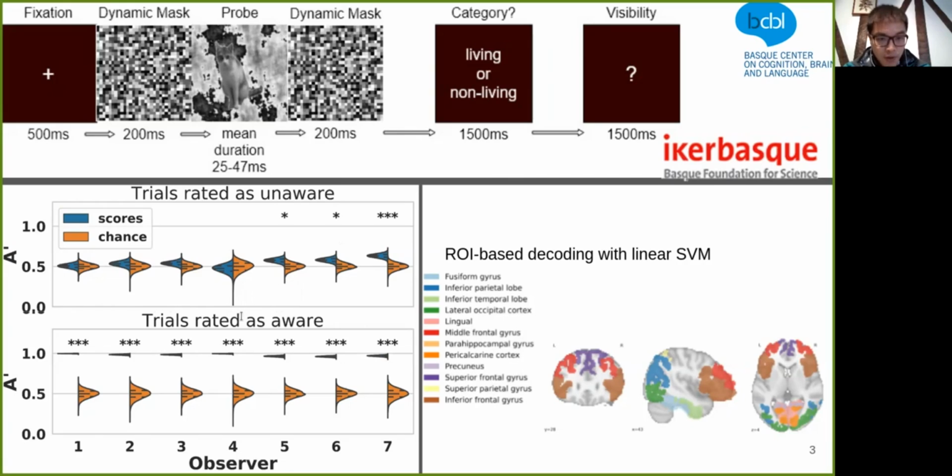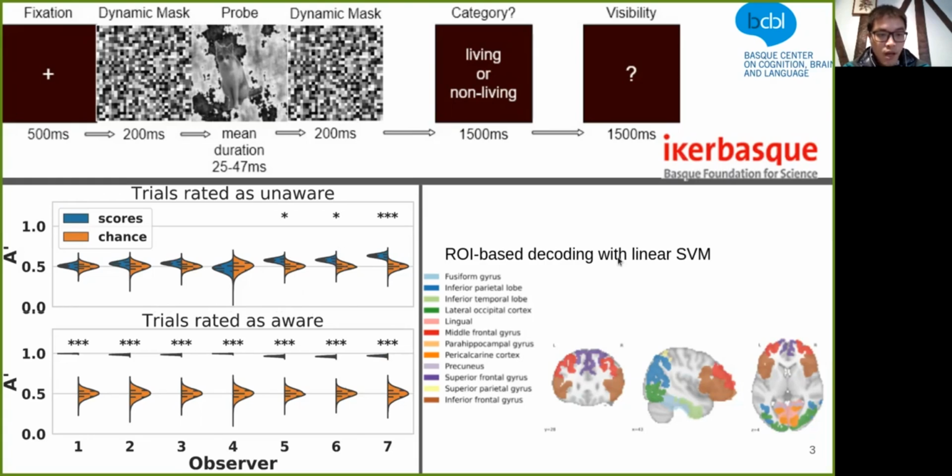In the bottom left figure, the left half of the violin plot shows the resampled behavioral performance, and the right half of the violin plot shows the estimated chance level by permutation. Behaviorally, we found 4 out of 7 participants show no perceptual sensitivity when they reported no experience in these trials. The remaining 3 showed above-chance perceptual sensitivity, even though they reported no awareness of the stimuli.